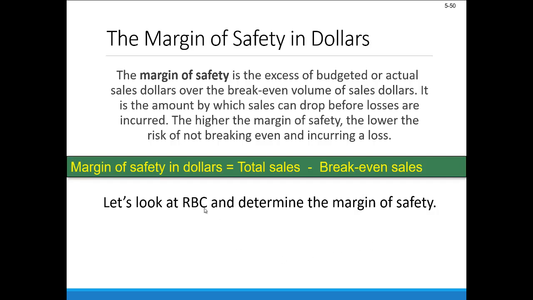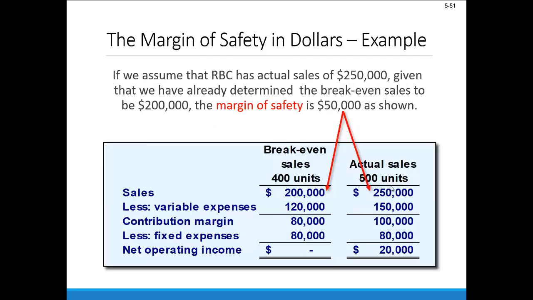So margin of safety in dollars can be calculated by just taking that total sales, current or expected, minus sales at the break-even point. So let's use RBC and look at their margin of safety. So I'm pulling forward what we had looked at earlier for them. Their break-even point was 400 bikes at sales of $200,000. They were currently selling 500 bikes or sales of $250,000. So they have a margin of safety of $50,000. $250,000 minus $200,000, and there's my margin of safety of $50,000. We're just saying, hey, sales of bikes here can fall by $50,000 before they start to become unprofitable on a month-to-month basis here.